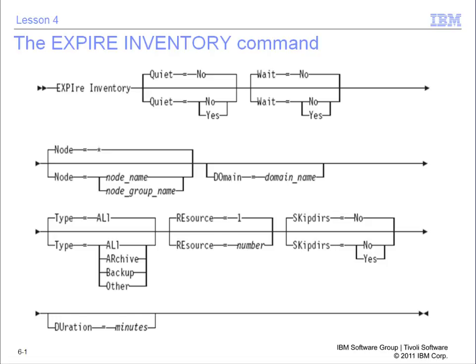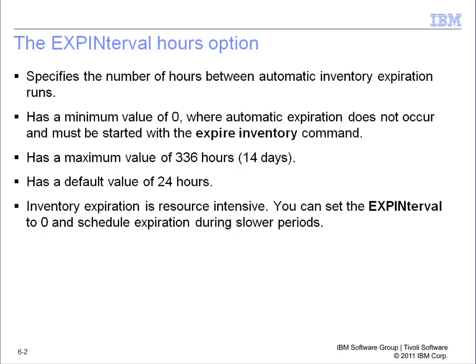So the parameters below the line are the other options. One you might want to consider is the duration. Expire inventory is a very resource-intensive command. The best suggestion is to run this as a scripted command during off-peak hours. But if you need to run it manually, you can specify a duration. You can have it run expire inventory for, say, 1 hour or 2 hours.